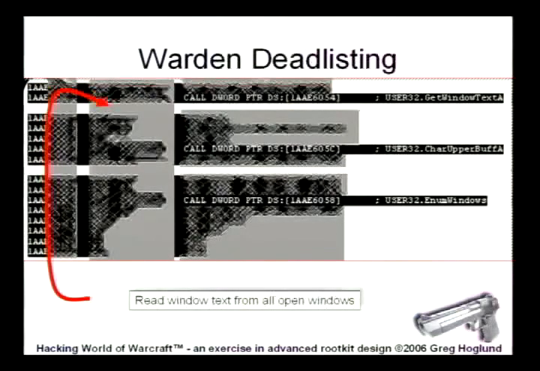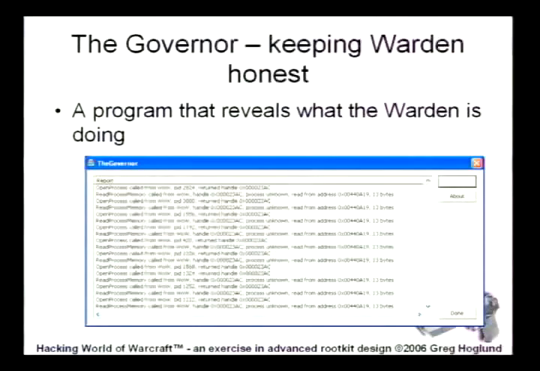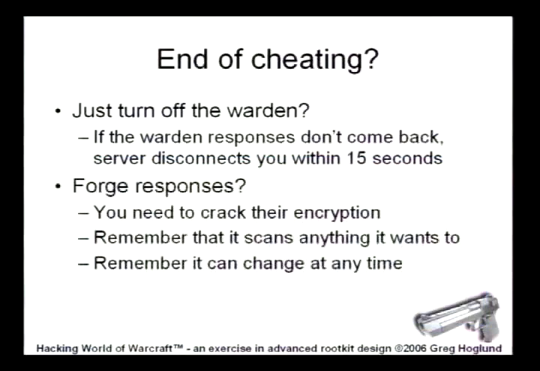All right. So in response to this, you can download all the source code for this program off of rootkit.com. I just made a little program. It doesn't actually make the Warden stop working, but it does report all of the activity that it's doing on your system. So the source code for this is kind of interesting, so you should go download that off of rootkit.com. So the question is, is this going to end cheating? Hell no.